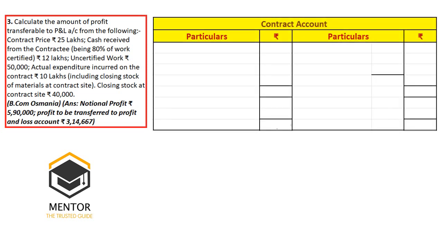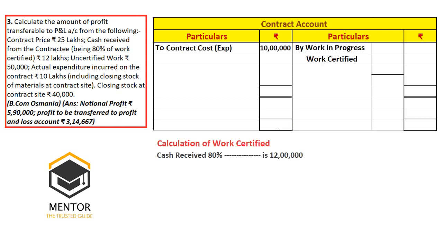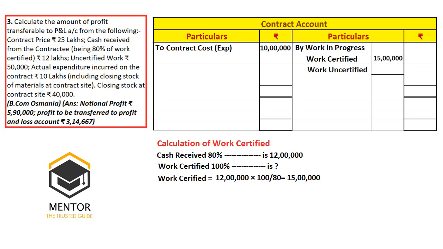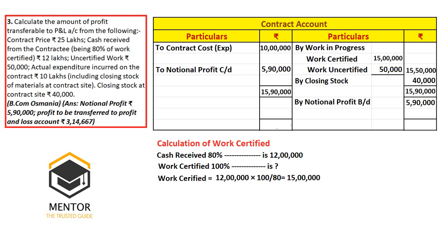So again, take the format, write down the values. That is contract cost, expenditure is 10 lakhs, work in progress, work certified, calculate work certified, that is 80% is 12, 100% is how much. Then we will get 15 lakhs is our work certified. Then you will get uncertified work, you have to write, that is 50,000. Then closing stock is also given, we write closing stock also 40,000. So like this we will write the values, then we will close this account. We'll get the balancing figure 5,90,000 as our notional profit. Then notional profit carried down, then brought down.